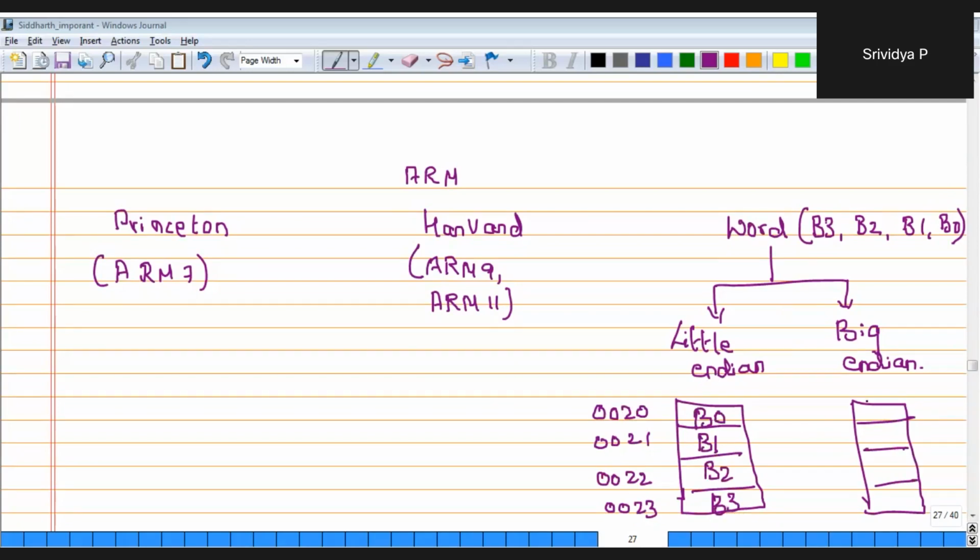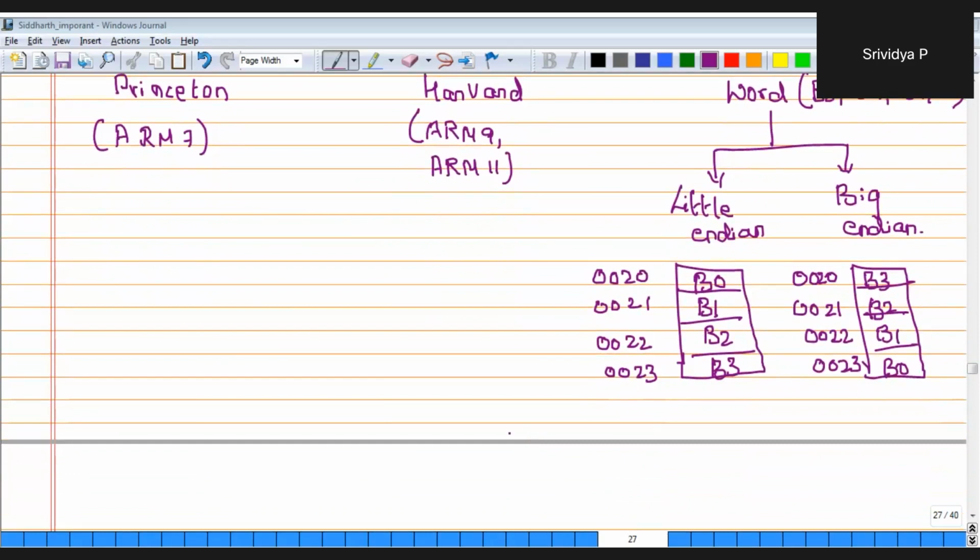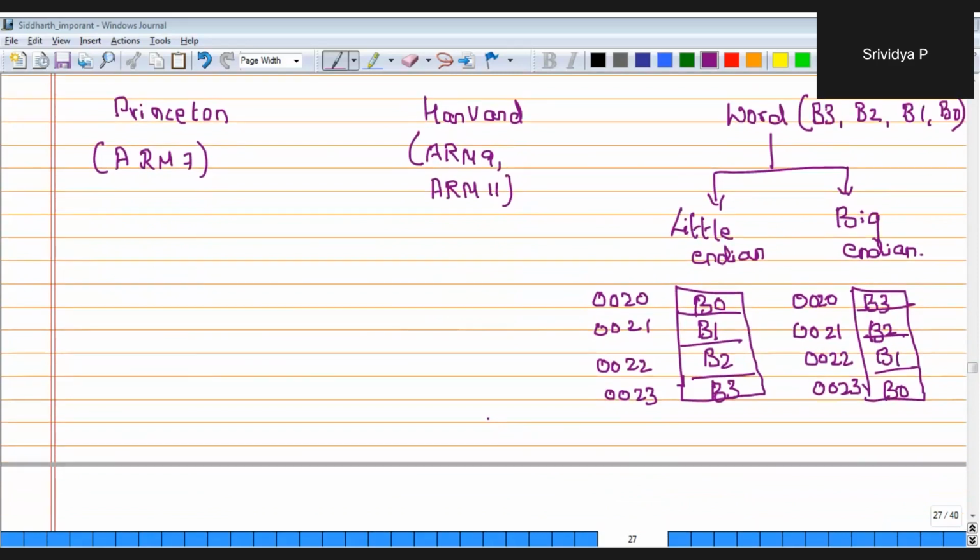The same thing if it is big endian, let me say the memory location is again the same 0020, 0021, 0022 and 0023. In big endian format, the most significant byte, that is B3, is stored in the least address. B3, B2, B1 and B0. So little endian format and big endian format will vary in the way the bytes are stored in the memory. So we can say that ARM has programmable word alignment and it can be programmed as either big endian or as little endian.